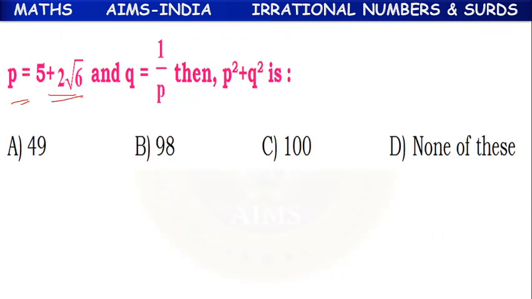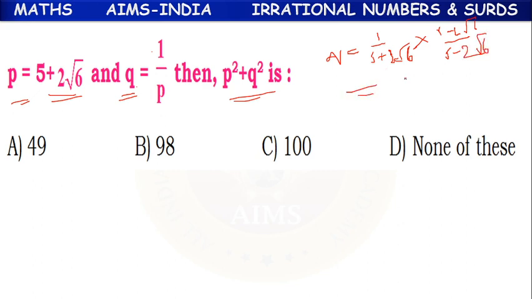Next, P value 5 plus 2 root 6, Q equal to 1 by P. Then P square plus Q square. So P value 5 plus 2 root 6. Q value 1 by P means Q equal to 1 by 5 plus 2 root 6. We can multiply with its conjugate, 5 minus 2 root 6 by 5 minus 2 root 6.